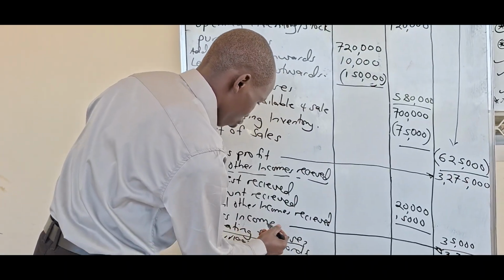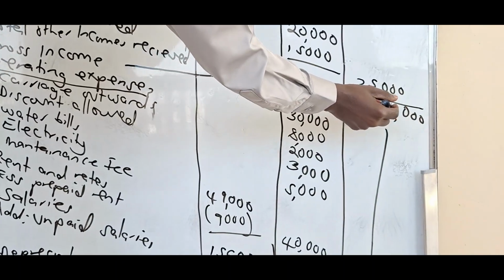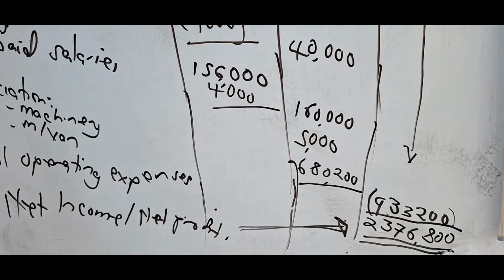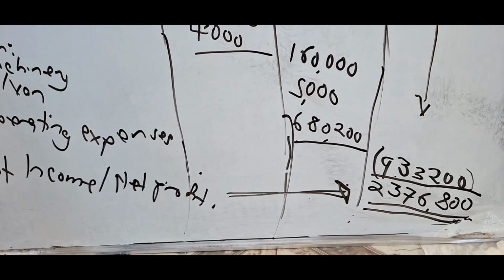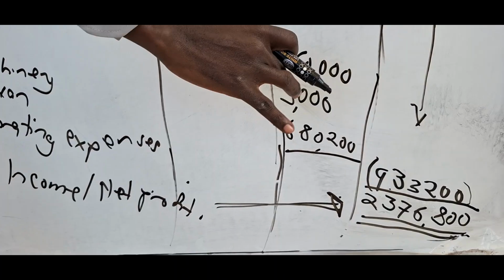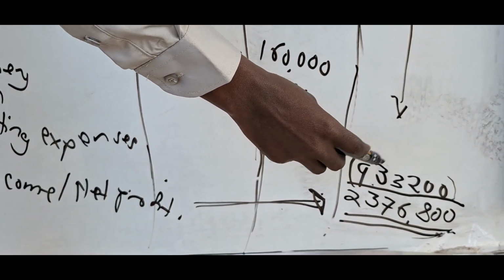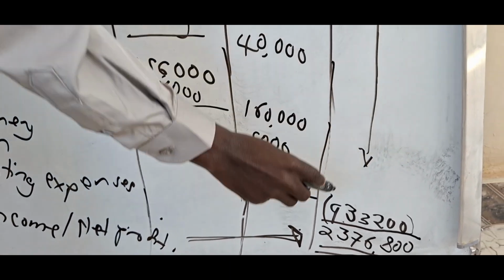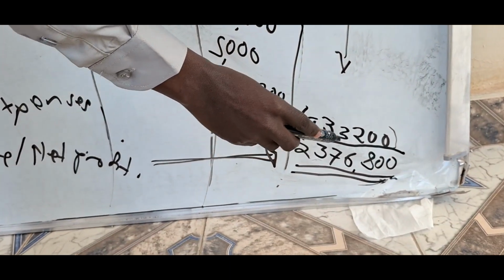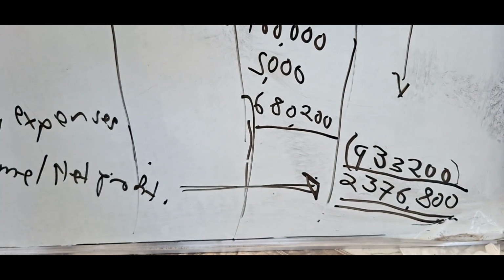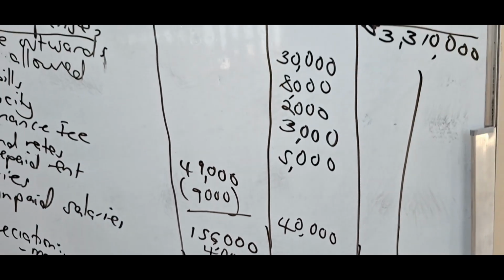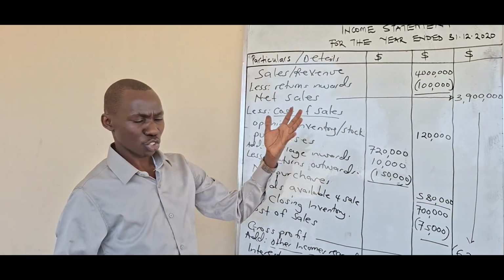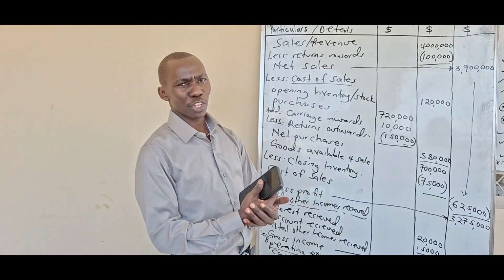Say this is our gross income, which is 3,310,000. You subtract operating expenses, you add all this. Once you add all this, line by line, 30,000, 8,000, 2,000, you add all these operating expenses, of course you will get 933,200. Then when you subtract this 3,310,000 minus this, automatically you will get 2,376,800. And the question was to prepare our income statement. And the target of our income statement is to determine the net income or net profit for the business.